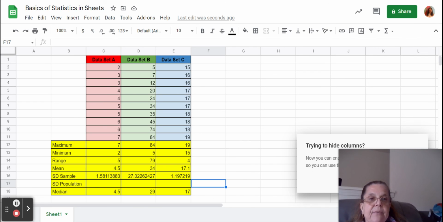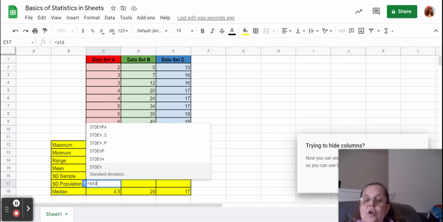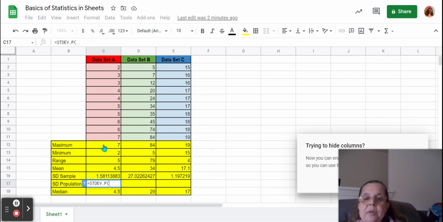The standard deviation for the population is going to be slightly different. And you are so fortunate to be able to use something like Google Sheets and not have to calculate this by hand. Start with equal. Start with STDEV, and we're going to see standard deviation. And when we go to the P, it'll say right underneath it, standard deviation of the entire population. Grab the sampling that we have, close the parentheses off, hit equal. We can then take this formula and drag it through the other columns.